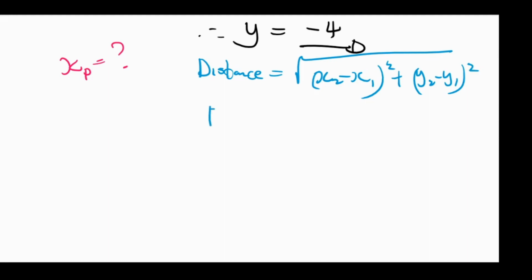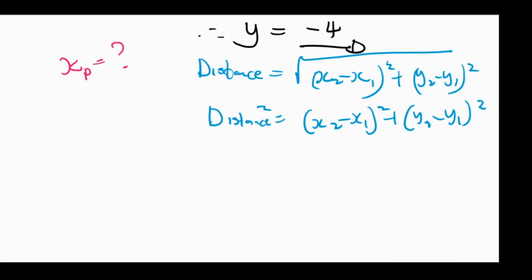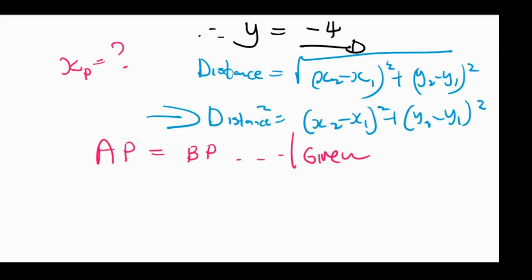If I write it in terms of distance squared, it is going to be x2 minus x1 squared plus y2 minus y1 squared, right? So we're going to use this equation to find our value of x. We know very well that AP equals BP, because we were given this statement.